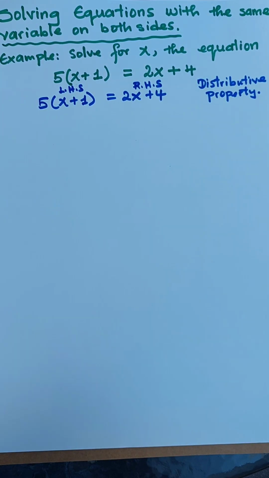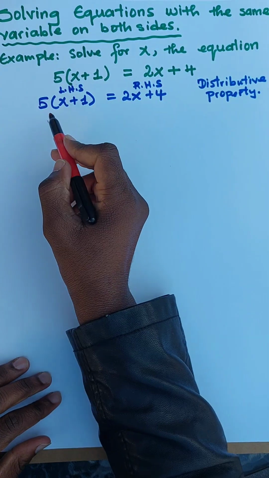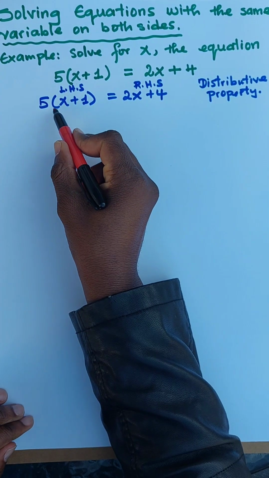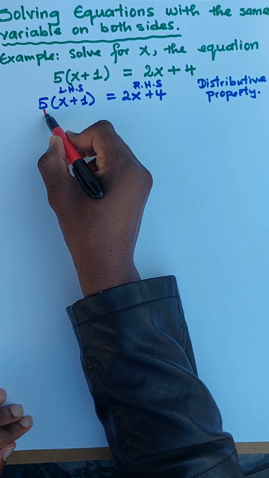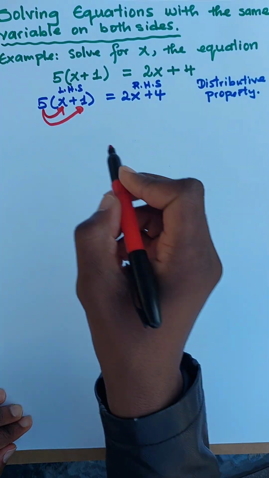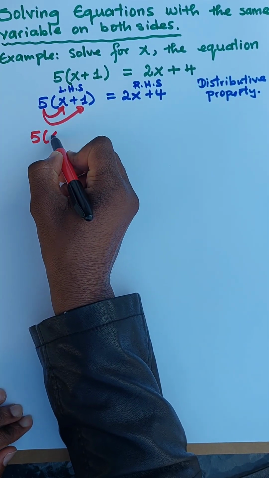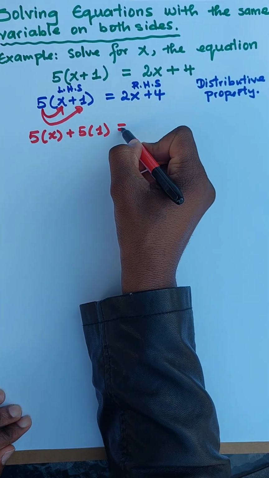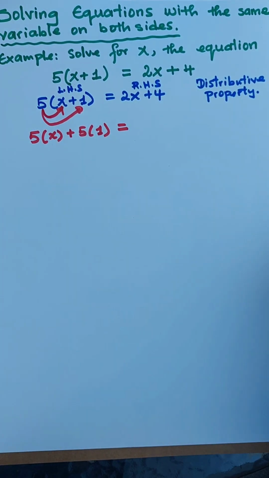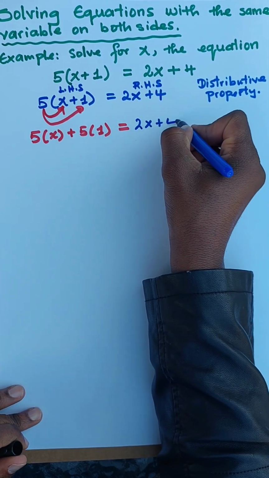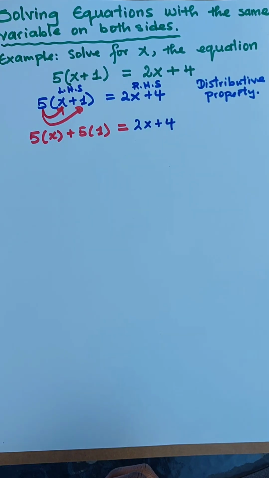Removing the parentheses simply means multiplying each term inside the parentheses by 5. So there is a common factor of 5 outside the parentheses, and this is 5 times all these terms in here. So we will multiply x by 5, and we will also multiply that positive 1 by 5. So it's going to look like 5 times x plus 5 times 1, and then that equals, on the right hand side we don't have any parentheses, so everything on the right hand side stays as 2x plus 4.